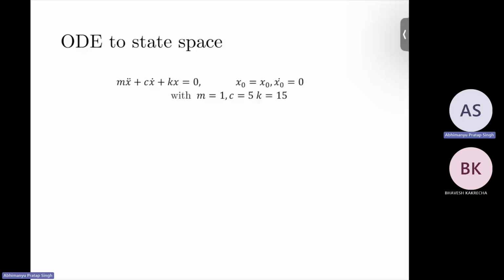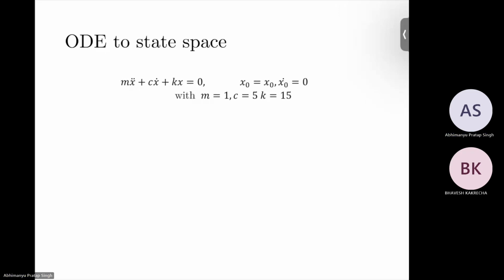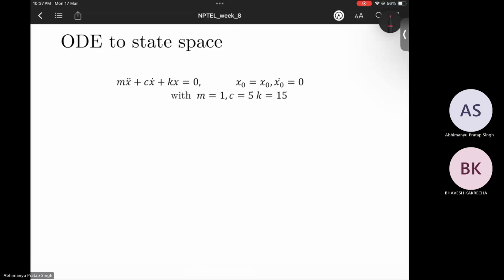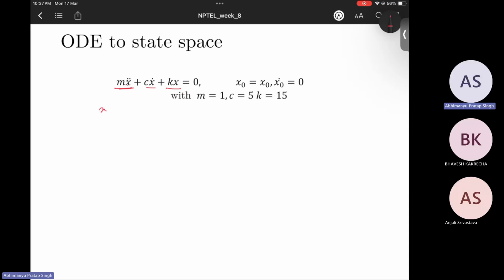Suppose we begin with this example. We know that it's a second order ODE: m x double dot plus c x dot plus k x. So it's a spring mass damper. Now to convert this to first order ODEs, the variables that we want to calculate are x and x dot. So we have two variables that we want the time series data for.